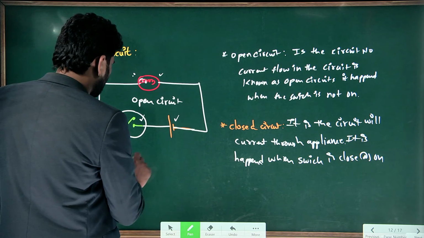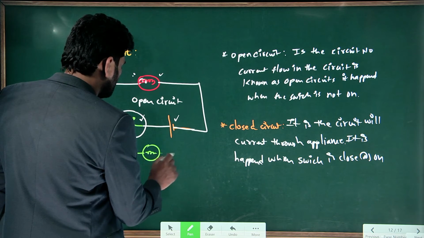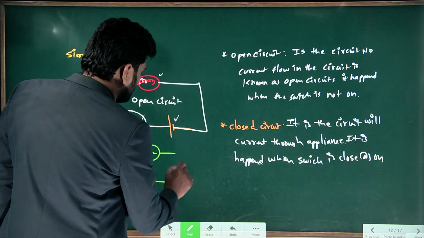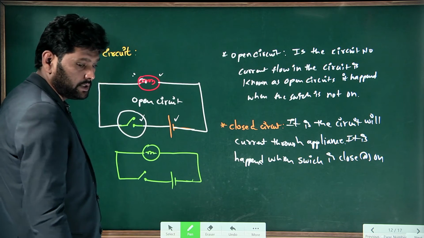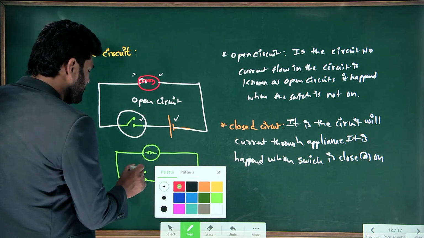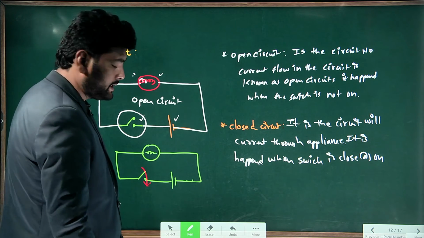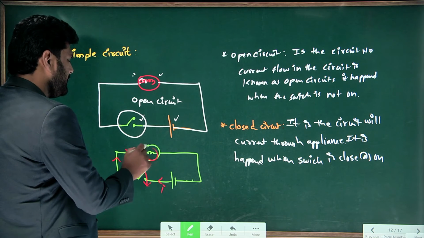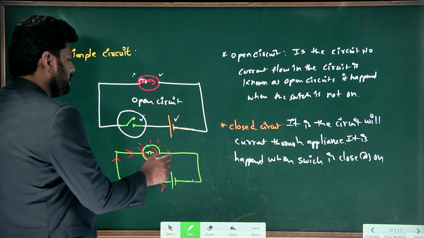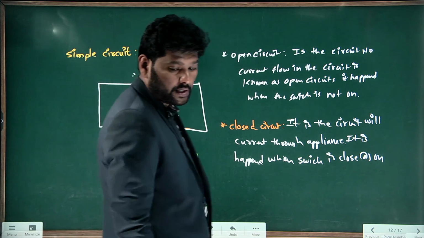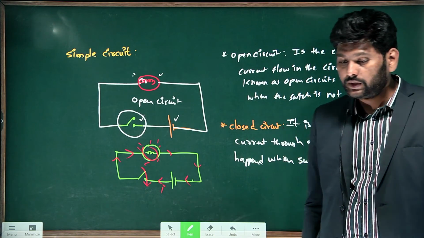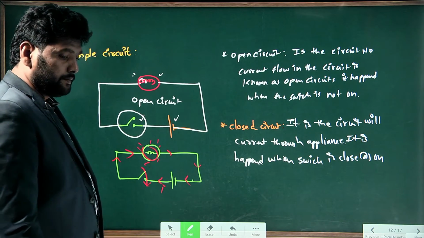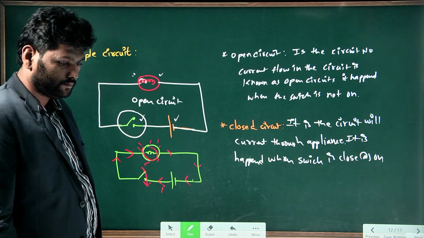In the symbol for the closed circuit, this is the appliance, this is the bulb, this is the connecting wire, this is a switch, and this is a battery. Now if this key is closed, current starts flowing from the battery. That current passes through the appliance, and then the bulb will glow. Understand? Got it? Yes, sir.